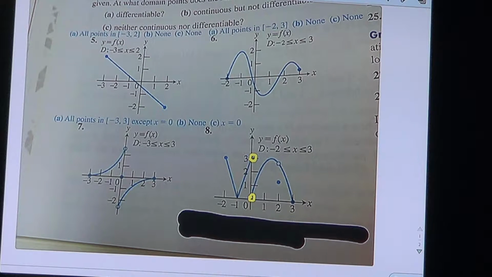So 2. 2 is 1. So where x equals 0 and where x equals 2. And there's one other spot where you couldn't find the derivative of it. Is -1 a corner? Right, negative 1.